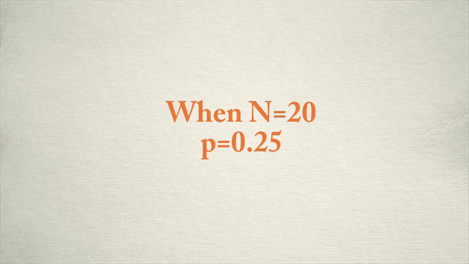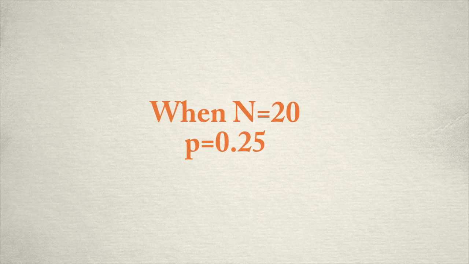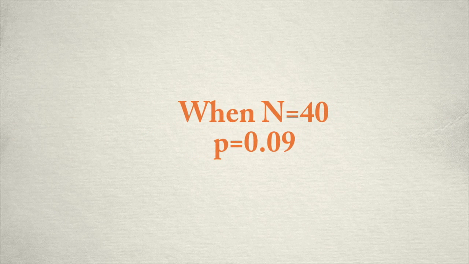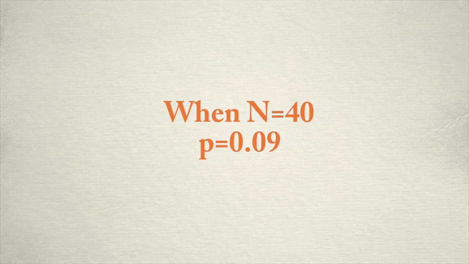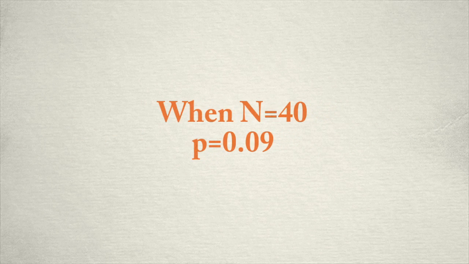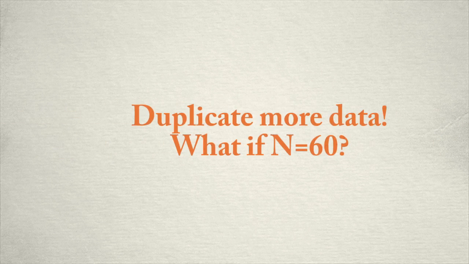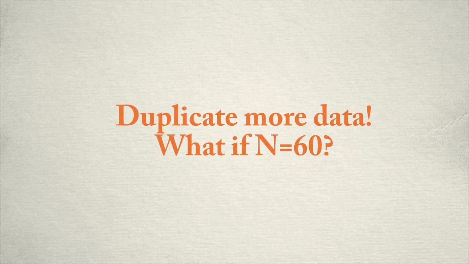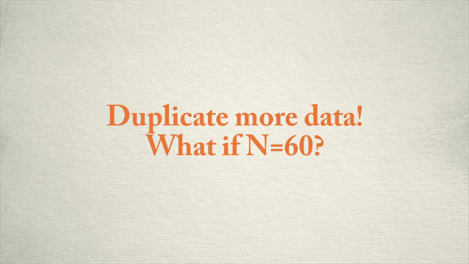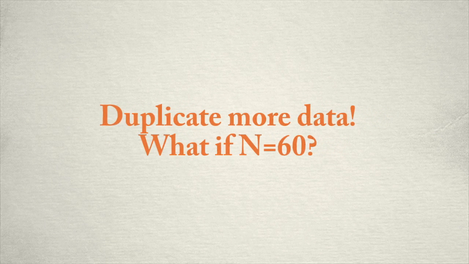When the sample size is 20, the p-value is 0.25. But when we double the sample size, we suddenly get a p-value of 0.09. That's still not significant, but it is dramatically lower. So what if we duplicate our data again? What if we add 10 more participants to each group for a total sample size of 60?